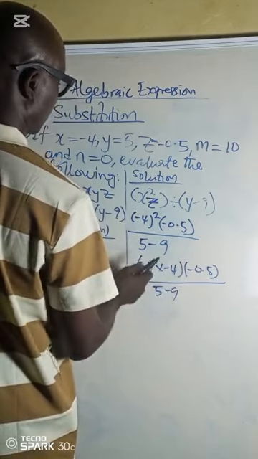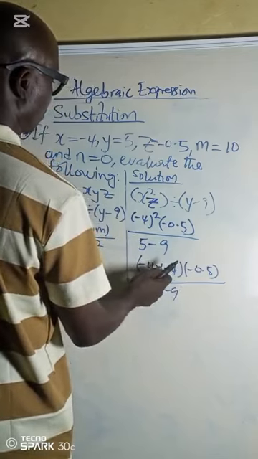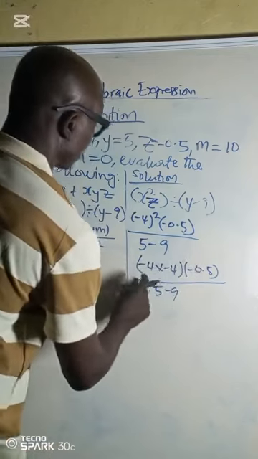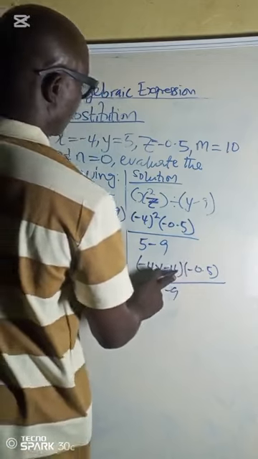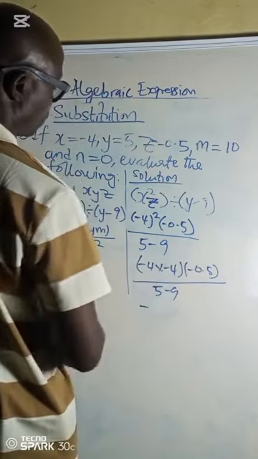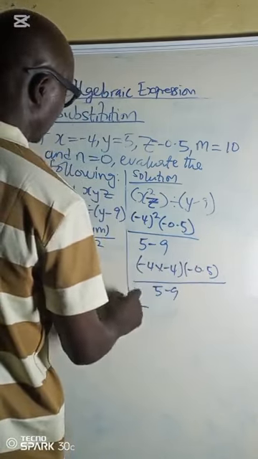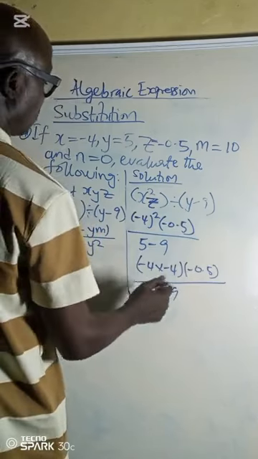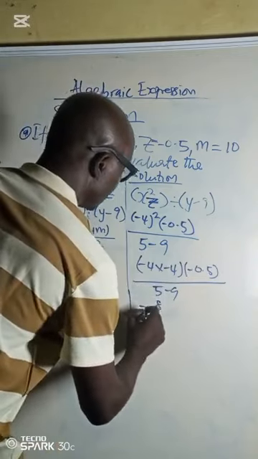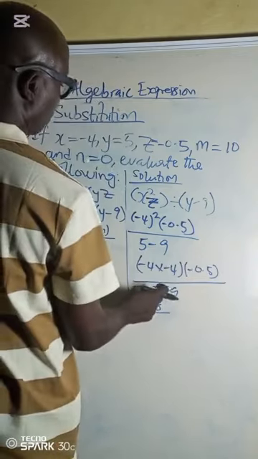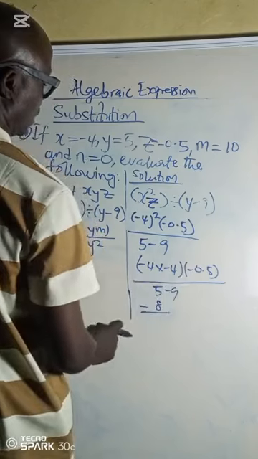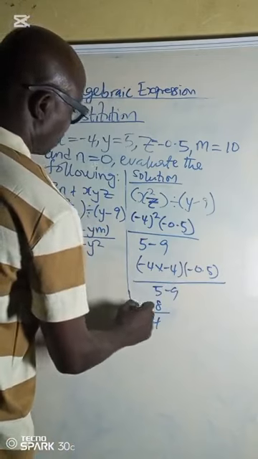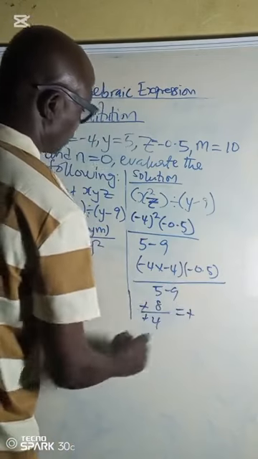minus 9. Minus multiply minus, that's plus. Plus multiply minus, that's minus. 4 multiply 4 is 16. 16 multiplied by 0.5. Don't forget that 0.5 is half. So 16 multiplied by half, that gives 8. Okay? 5 minus 9, that's minus 4. Minus divided by minus, that gives plus.